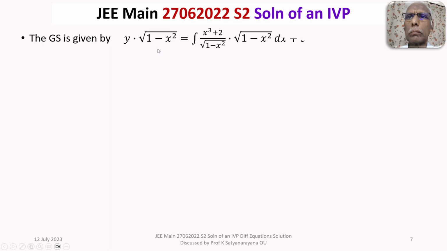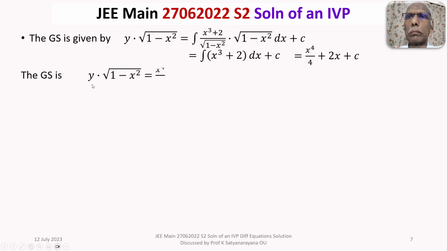The general solution is this one, and the square root of 1 by 1 minus x square, which is appearing in the denominator as well as in the numerator, cancel. Then you will get the integral of x cube plus 2 dx plus c. Integral of x cube is x to the power of 4 by 4. Integral of 2 dx is 2x plus c. Integral of 2 with respect to x is 2x plus c.